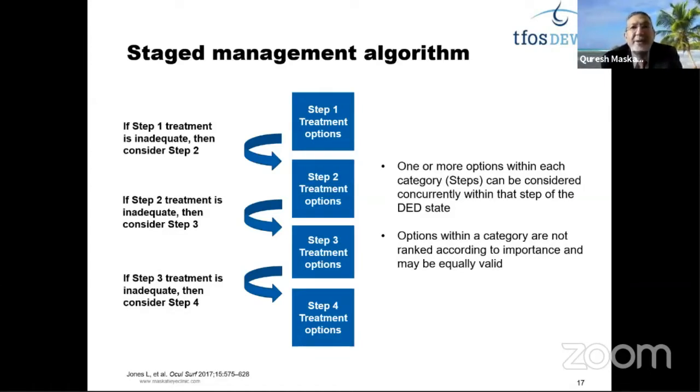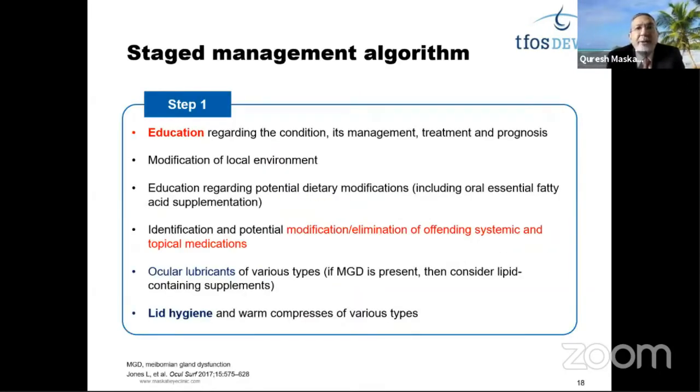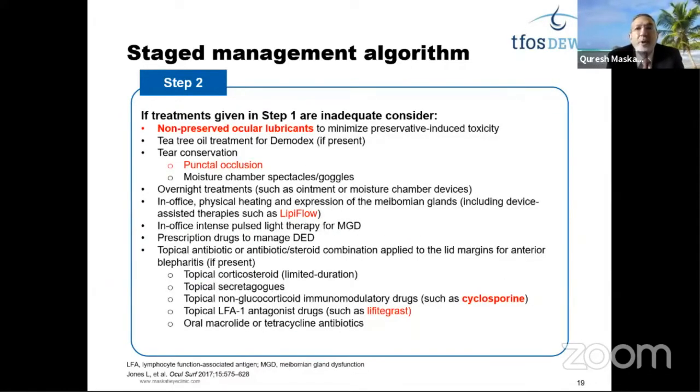So basically, there's a staged method. If step 1 is inadequate, you can go to step 2, then step 3, and step 4. Step 1 is education of these people and eliminating the offending factor. If there's an air-conditioner blast coming on them, you can avoid that, and proper lid hygiene. And any teardrops is fine. In step 2, if it doesn't work, then you go for non-preserved tears.